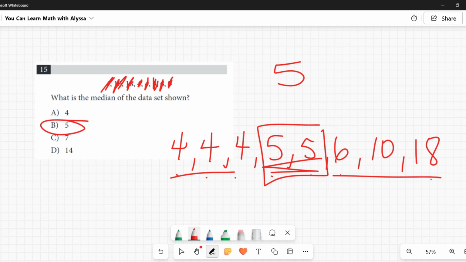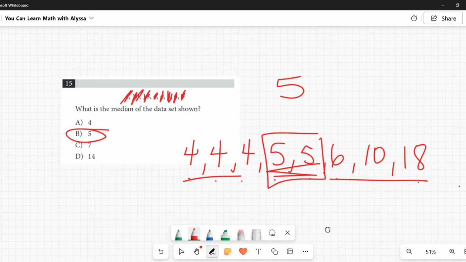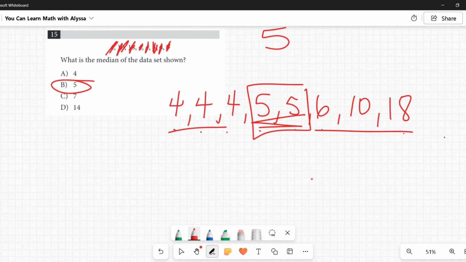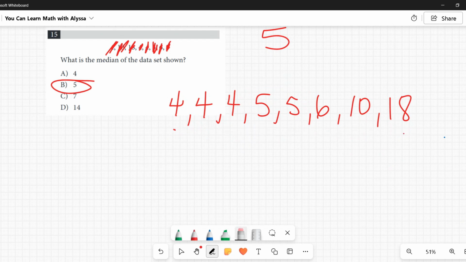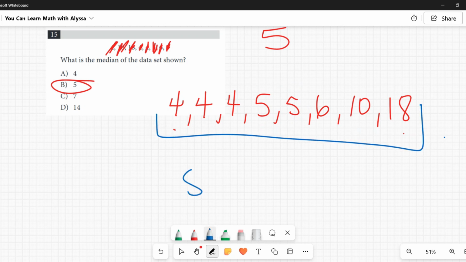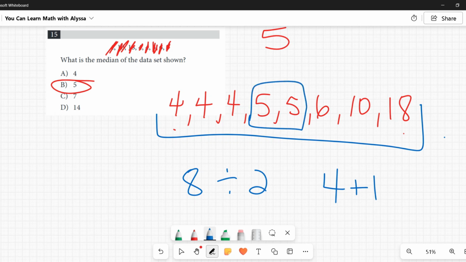If you had a very, very long list of numbers in the data set, it makes it a little harder to say what number is right in the middle. The trick to this is to divide the number of numbers in the data set by 2. So in this case, there's 8 numbers. You divide by 2, and that gets you 4. So you go to the 4th number and then 1 more. The 4th and the 5th number in the data set are the 2 you want to average together.